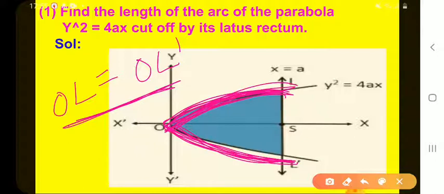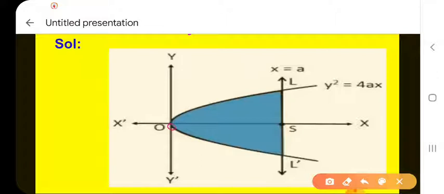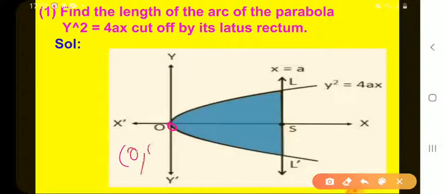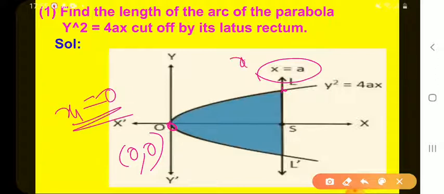Okay, see here from the graph, what is the starting point? O is the starting point. That means 0, 0. Origin is the O. And at L, what is the value of x here? A. So the limits are x1 equals 0 and x2 equals a. These are the limits of the given equation. Here we have to find the length of the arc of the parabola, that means from L to O and O to L dash. This is the length we are finding. But we find only half the length, that means the O to L length.